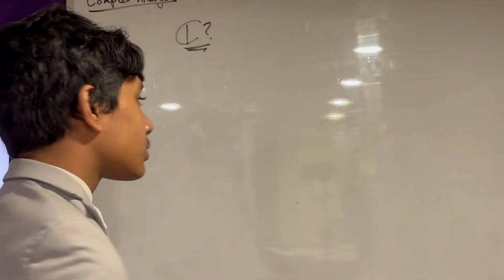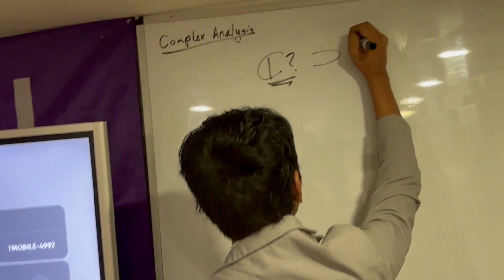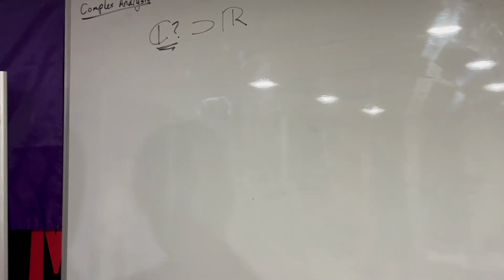So the complex numbers are an addition to the real numbers. Put it simply, well, I think some historical context is appropriate first.